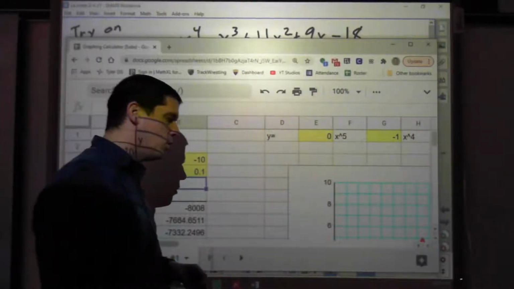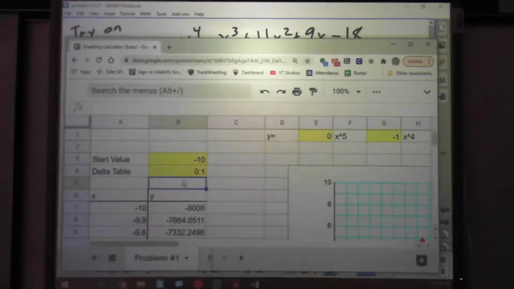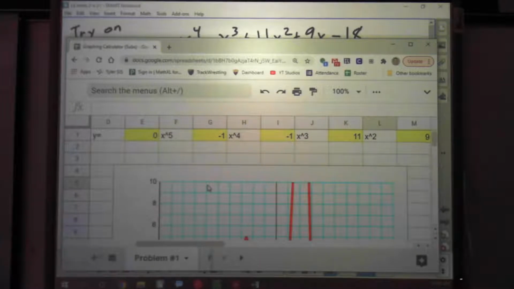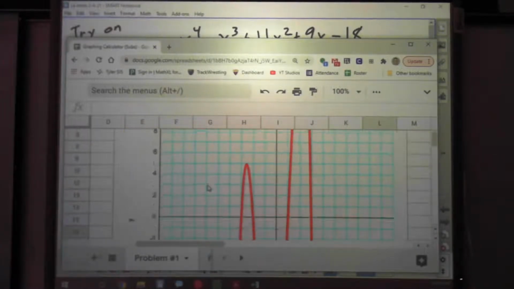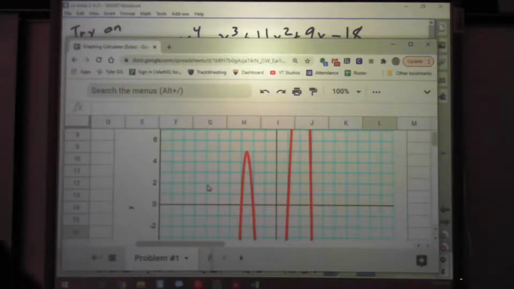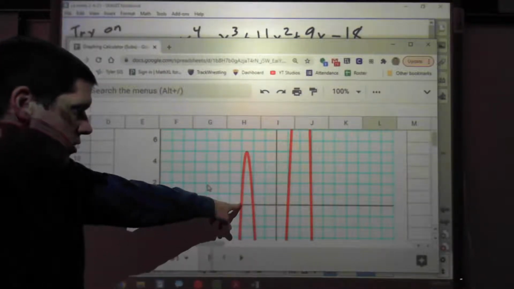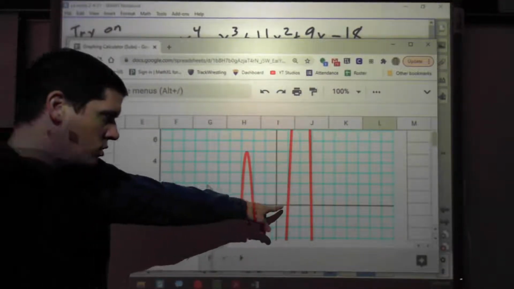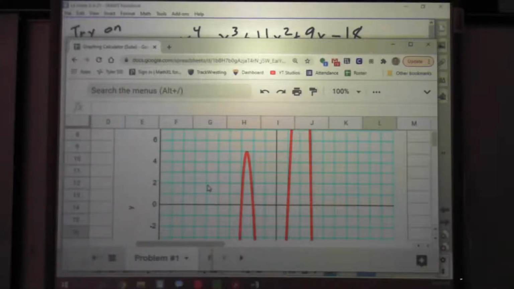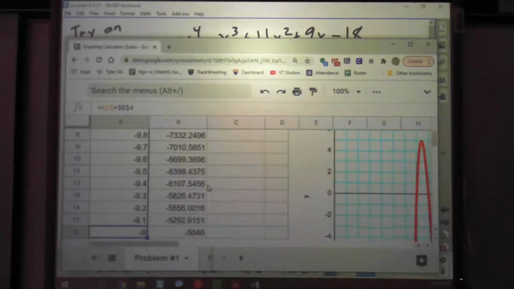So problem 1, if we look at the graph for this, if I scroll over just a little bit, it's not too bad of a graph. It gives us a pretty good guess on where we think those zeros are: -3, -2, 1, and 3. But we do want to confirm that right here.